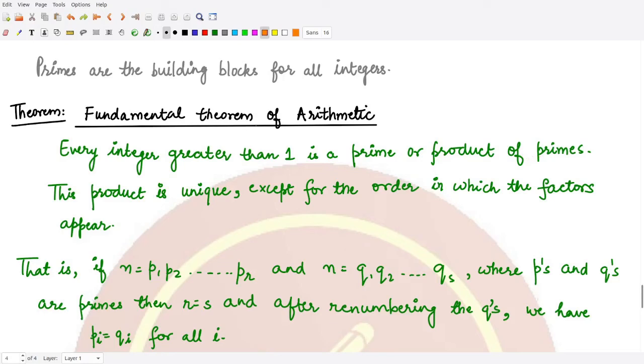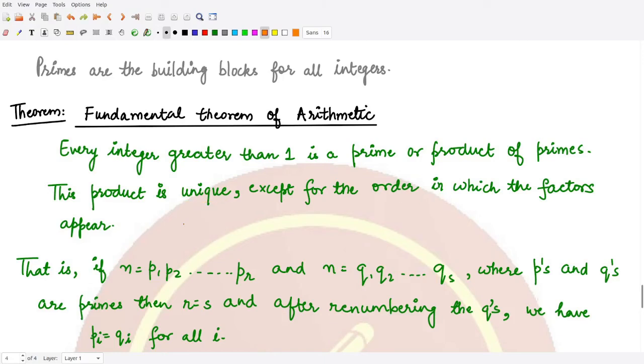According to this theorem, the product of primes that we are talking about is unique in nature. That means you cannot have any other product of such kind, which when you multiply them gives you the integer back, right? And this product is unique, except that the order in which the primes occur could differ.